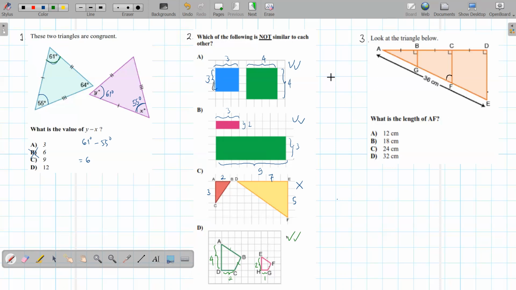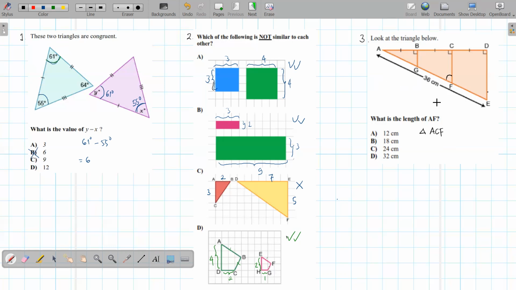Okay, let's move on to question number 3. Look at the triangles below. What is the length of AF? AF is the hypotenuse of triangle ACF. Okay, right triangle ACF. Let's write the right triangle ACF.